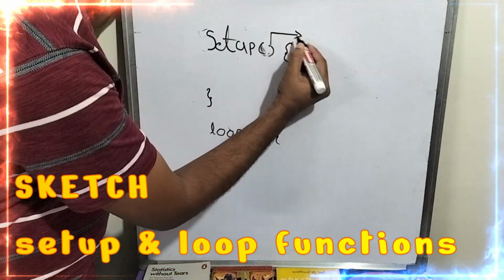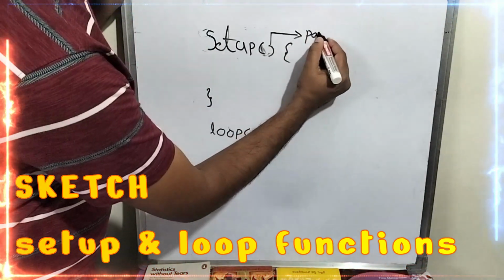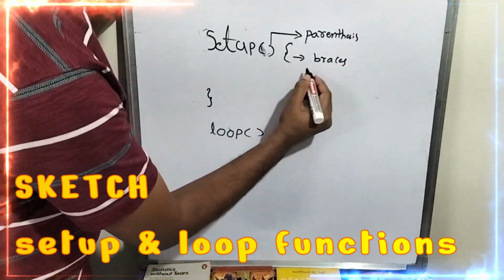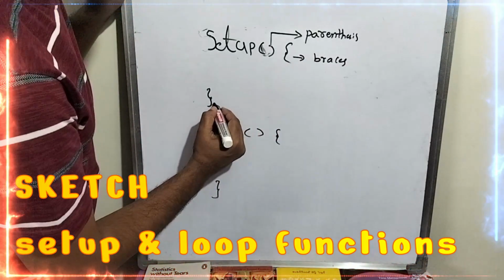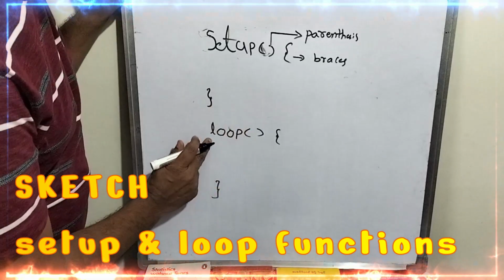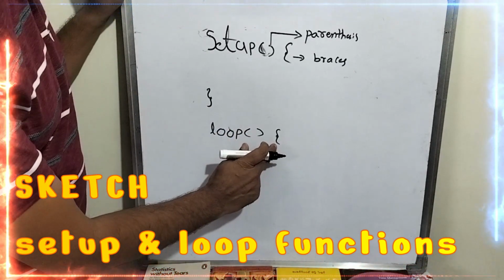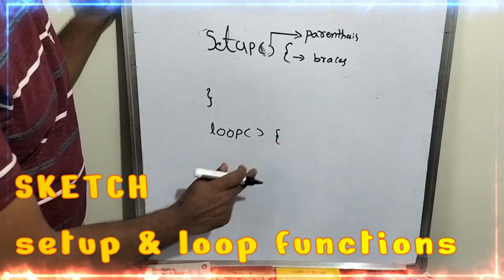The setup. This is nothing but the parenthesis, friends. And this is the curly brace. This is the open curly brace. This is called the closed curly brace. Similarly, this is the loop. This is the parenthesis. And this is the open and this is the closed brace, friends.